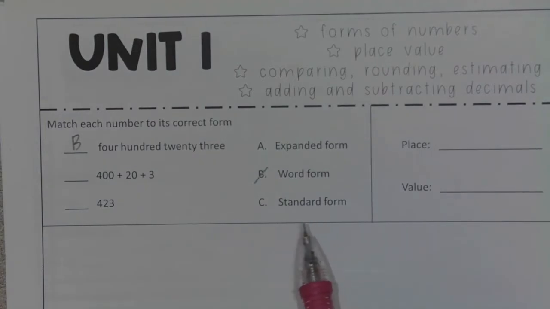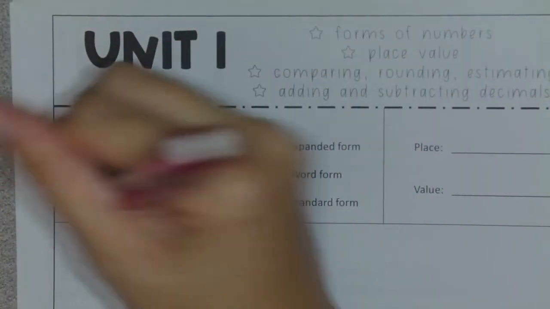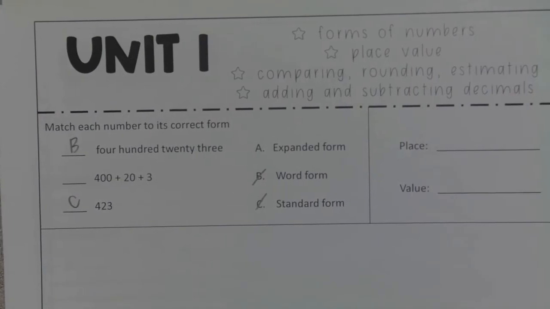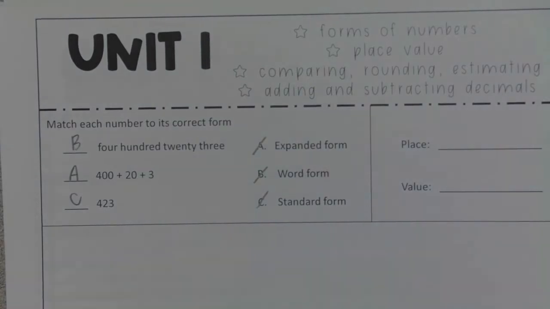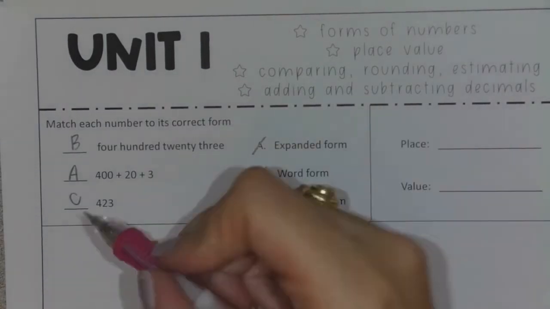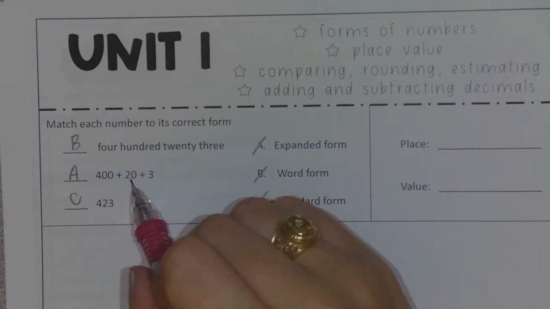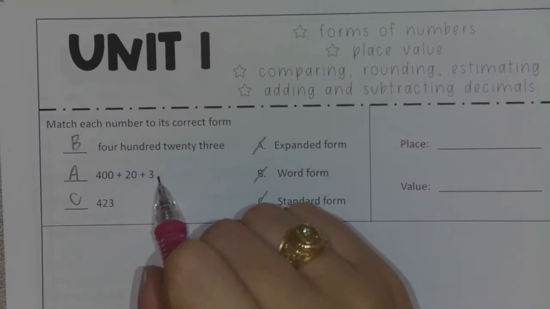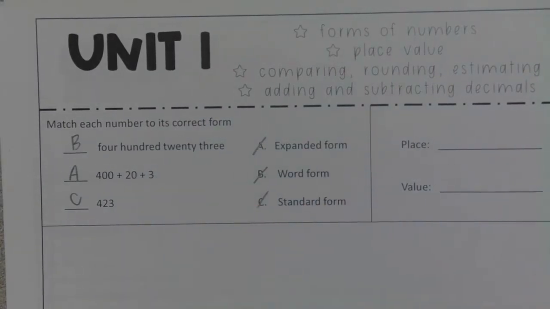Now, standard form is how you would just write a number. So if I told you to write down the number 423, you would write a 4, a 2, a 3. This is just straight up numbers, exactly how it sounds is how we write it. And the last one is expanded form, where we break apart each of the digits and represent them with their place value. So 400, we add to it 20, and we add to it 3. So word form, expanded form, standard form.